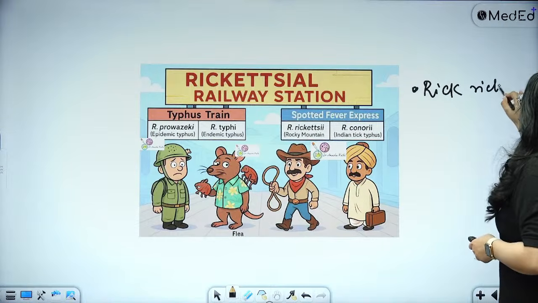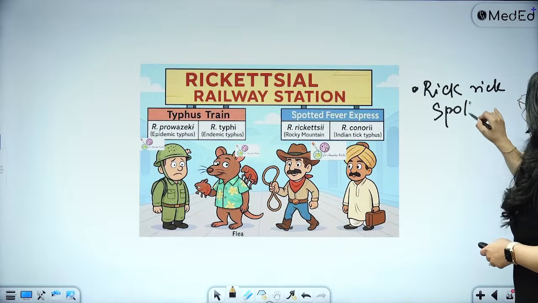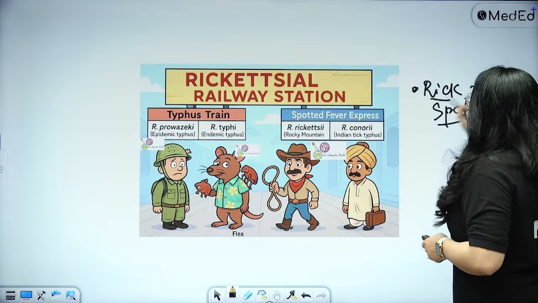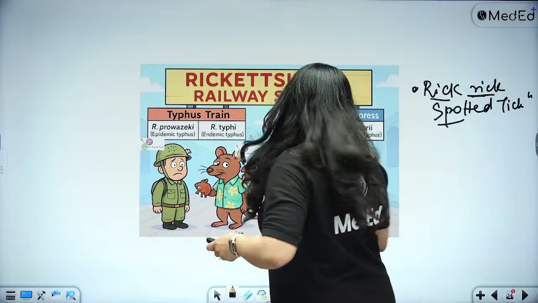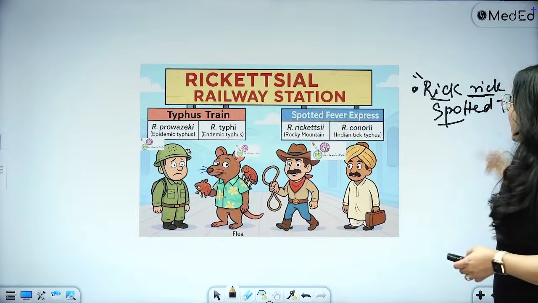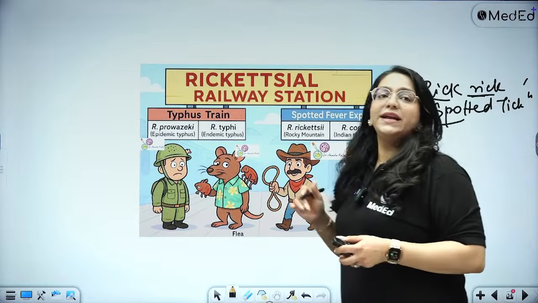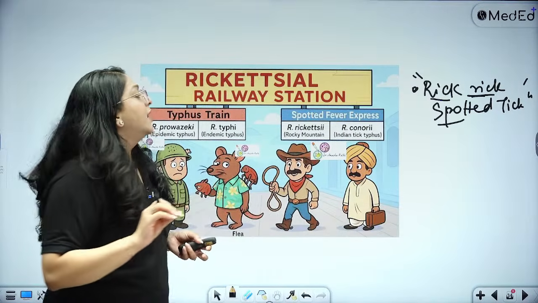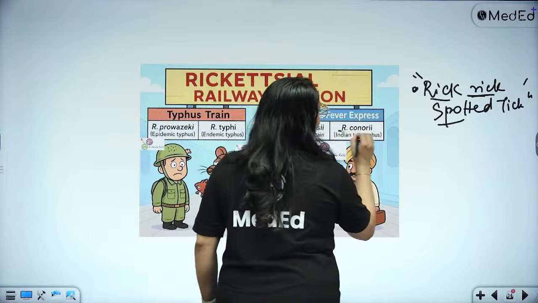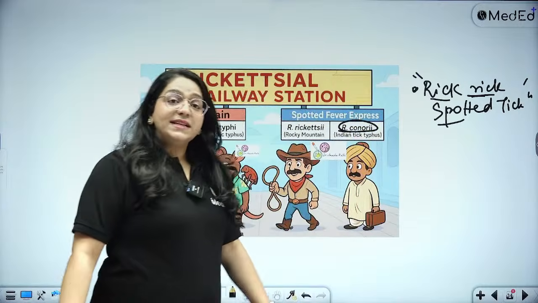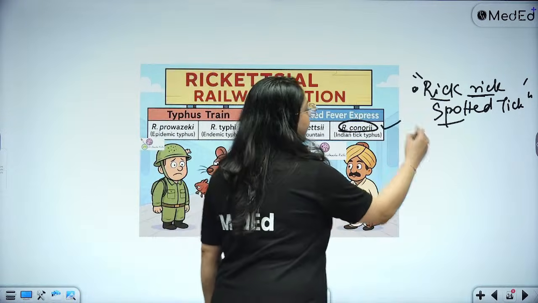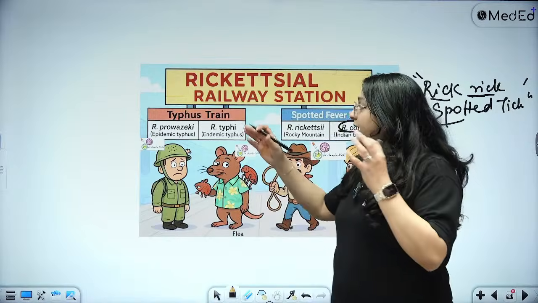Rick spotted tick. So you know it is tick transmitted, and Rickettsia rickettsii causes Rocky Mountain spotted fever, and along with this the Indian prince. So Indian tick typhus, the name itself says tick, so they will not ask you this question, but they might ask Rickettsia conorii. So he is a crown prince. So if he is a crown prince, he is conorii. Okay, great. Then what is happening in the typhus train?